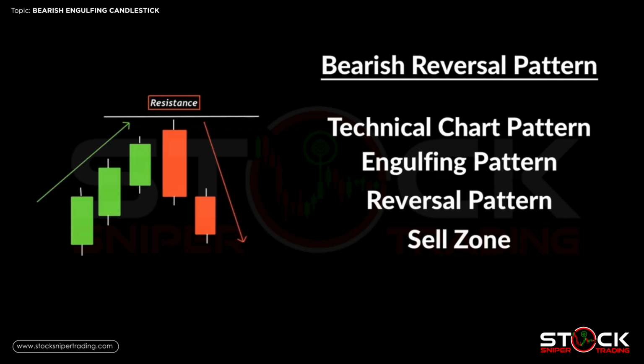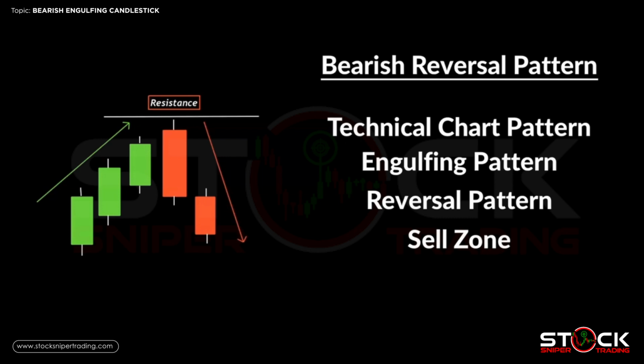The bearish candle opens at or above the previous bullish candle's close. The length of the bearish candle completely engulfs the previous green candle and closes below the previous bullish candle's open. The volume should increase to at least double the average when bearish engulfing candles form to be most effective. This is considered to be a sell zone with added confirmation. So this is a technical chart pattern.